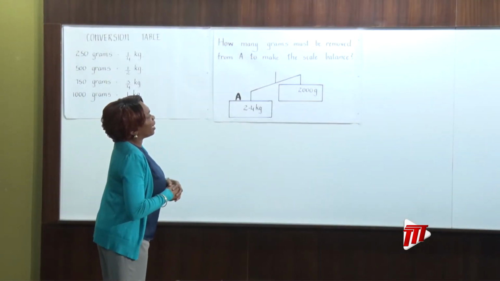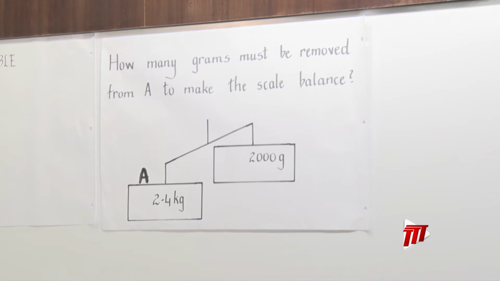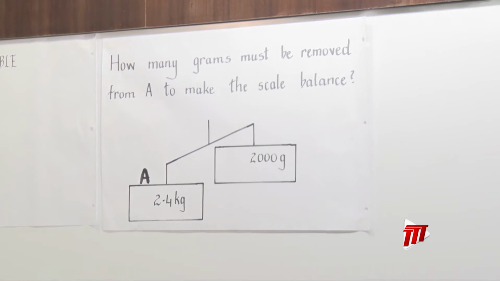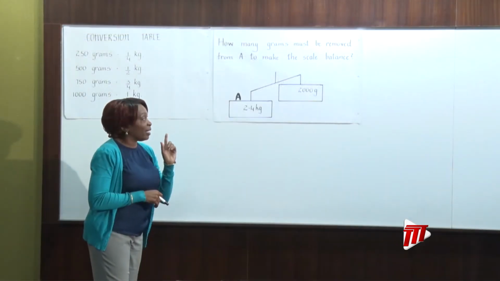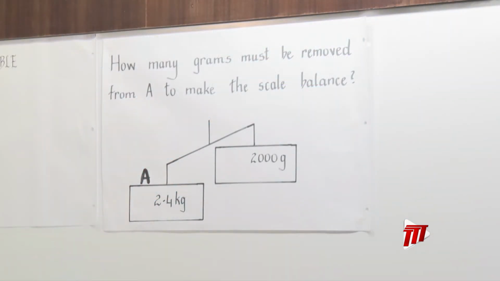All right, so let's look at another question now with another picture. Read the problem with me. How many grams must be removed from A to make the scale balance? Let's read it again. How many grams must be removed from A to make the scale balance? Let's look at A. A has a mass of 2.4 kilograms. On the other side, we have 2,000 grams.